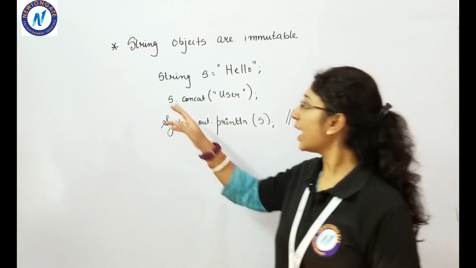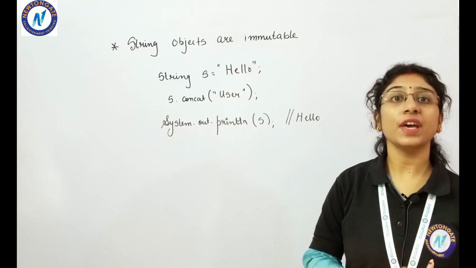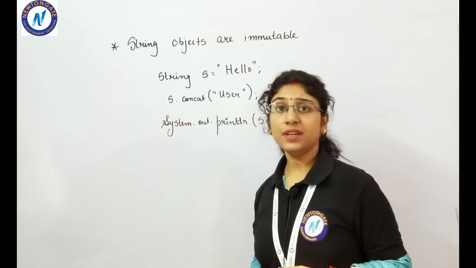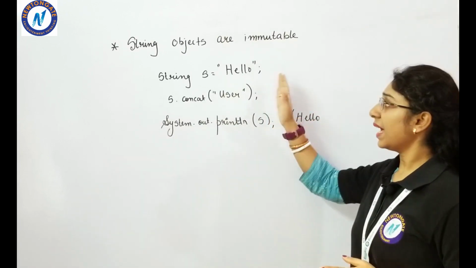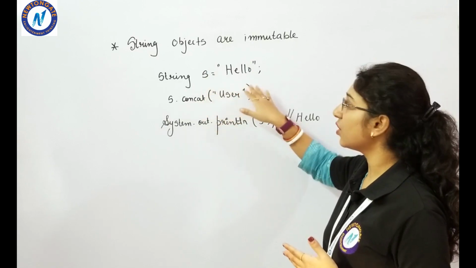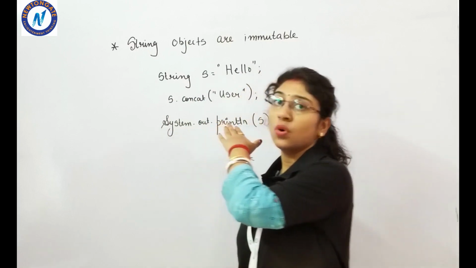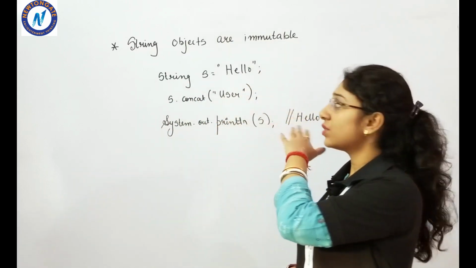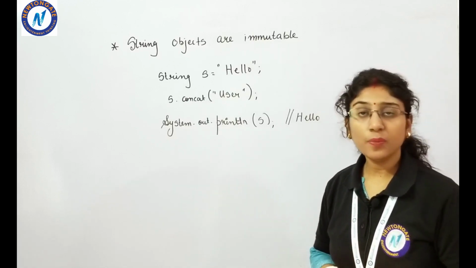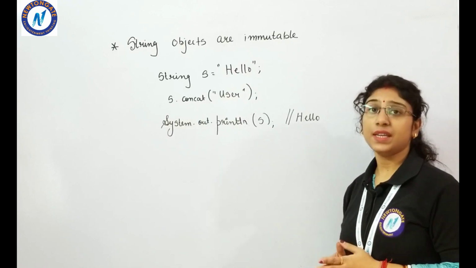Because this object is created, it is immutable in nature. But yes, if you write s equals to s dot concat, then the value of s will be updated because a new object will be created. Clear? So in this statement, as a new object is not created, this is the only object we have, so this object will not be updated. But if you write string s2 equals to or s equals to s dot concat, then one more object will be created in the memory. Hope the concept is clear why string objects are immutable in nature.